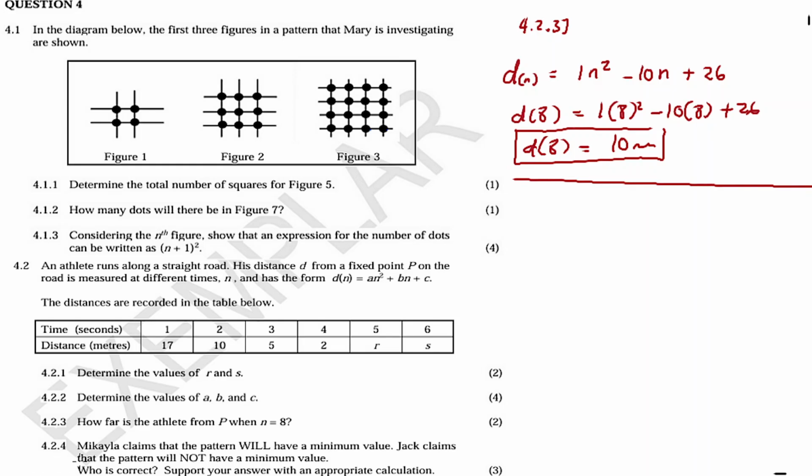4.2.4. Michaela claims that the pattern will have a minimum value. Jack claims that the pattern will not have a minimum value. Who is correct? Give your answer with an appropriate calculation.